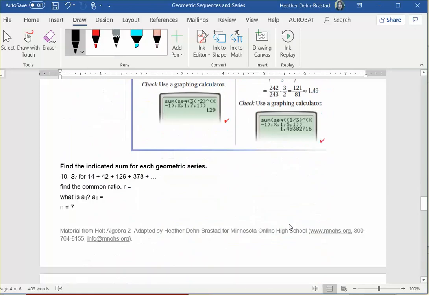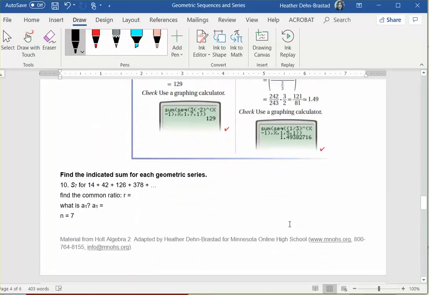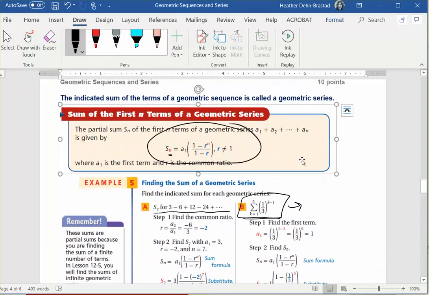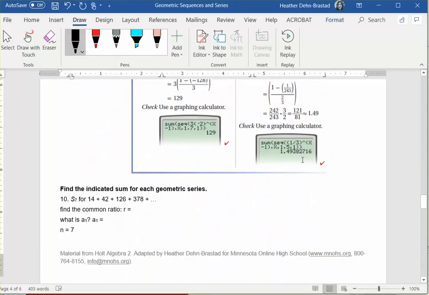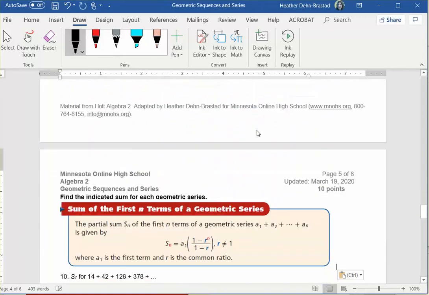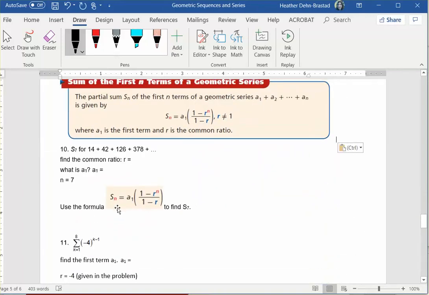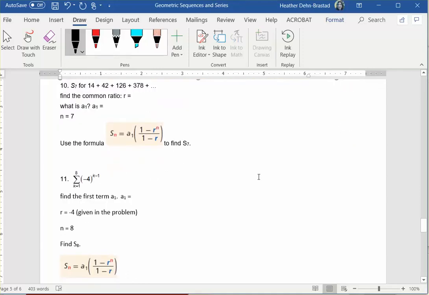Let's do this for number 10. I'm just going to copy this and put it closer to the problem so I can see them both at the same time. All right, so for number 10, I did put the formula there. Okay, so it's handy to look at.